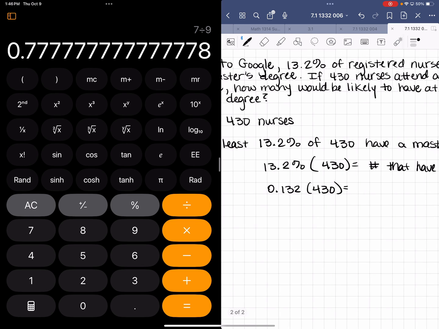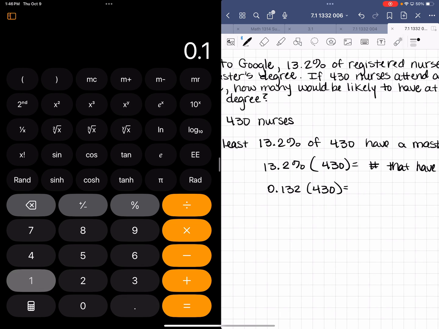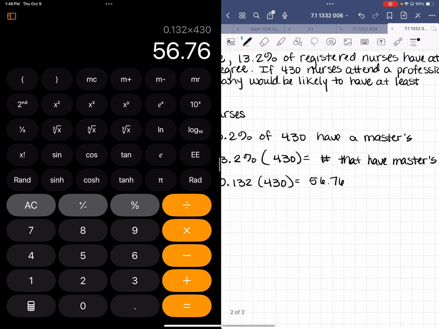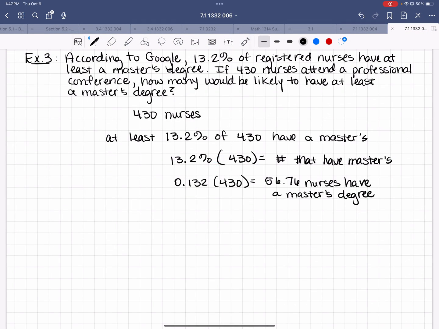It's interesting. Okay, so I'm going to say 0.132 times 430 is going to give me approximately 56.76 nurses have a master's degree. Okay, well, here's my question for you. You've got to make sure your answer makes sense for your problem. Does it make sense to have 56.76 nurses?